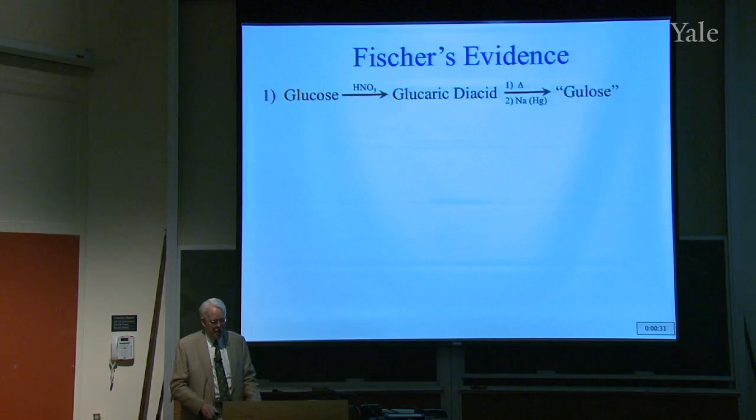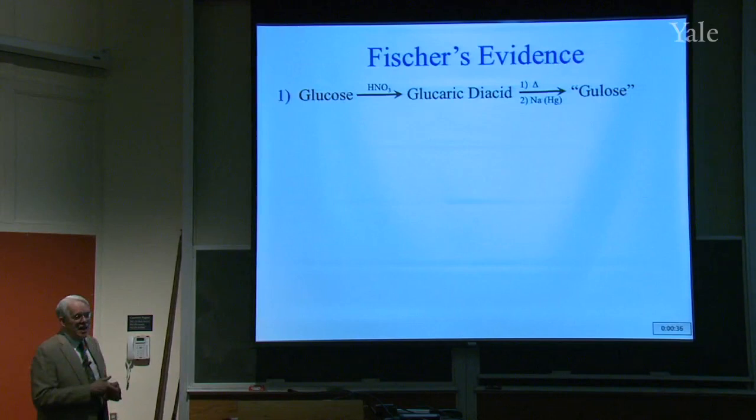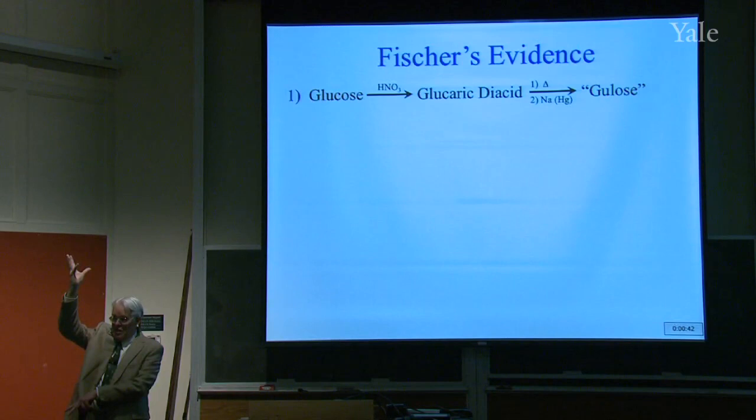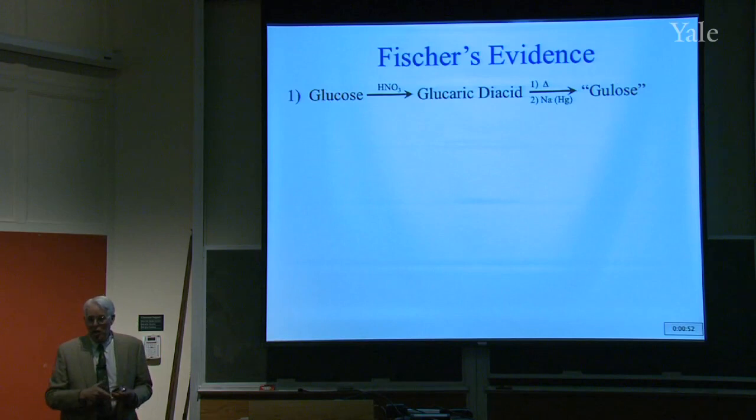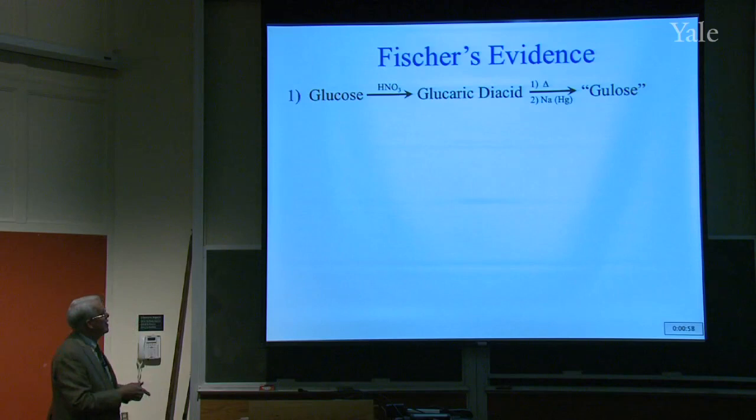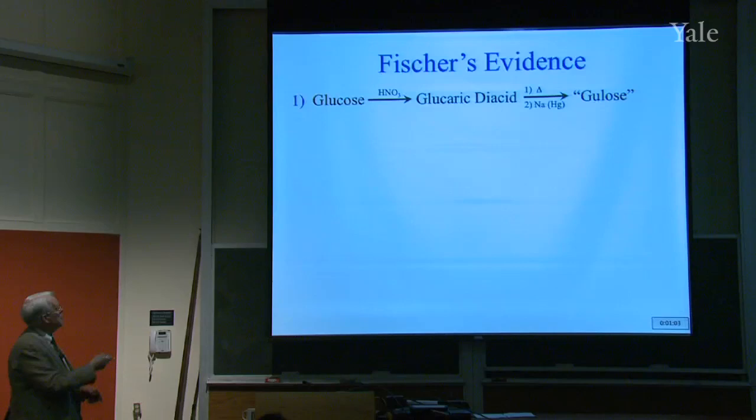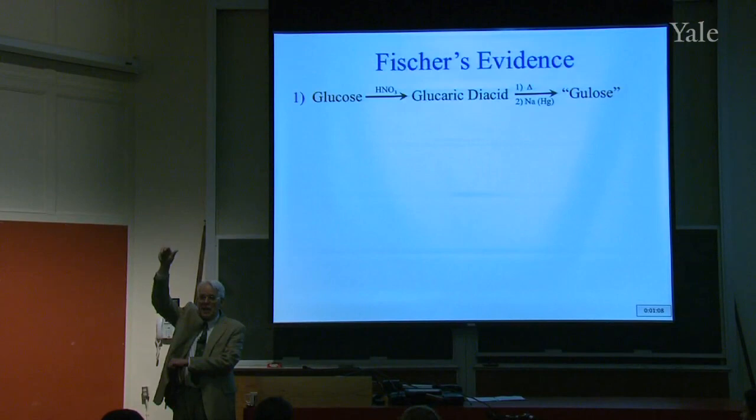He found that glucose could be oxidized by nitric acid to make the compound that is an acid on both ends of the chain. So it's symmetrical with respect to acid. Not just the aldehyde, but also the primary alcohol got oxidized to an acid. And then he did his heating to make a lactone and reduce it with sodium, which made it back into a sugar again. And the sugar he got, what he called gulose, is different from what he started with. You'd think if you oxidize and then reduce back again, you'd get the same thing you started with. But he could get a different sugar this way. Why? How could it be different?